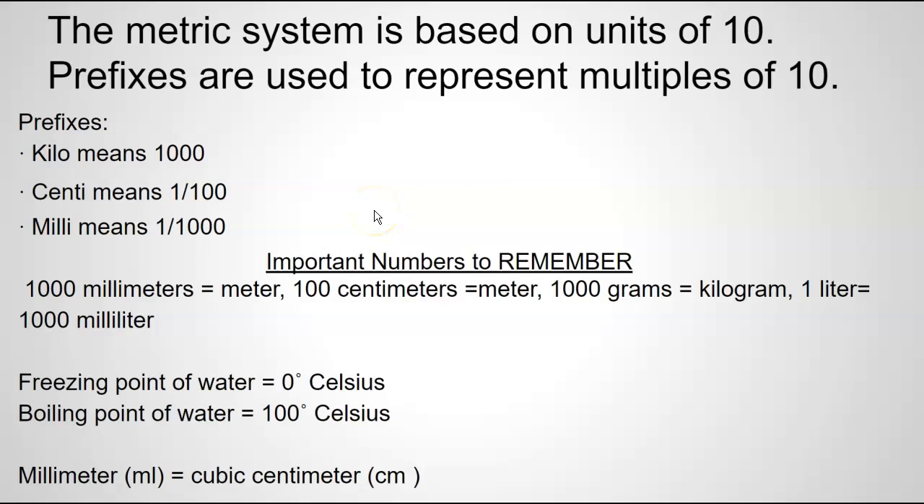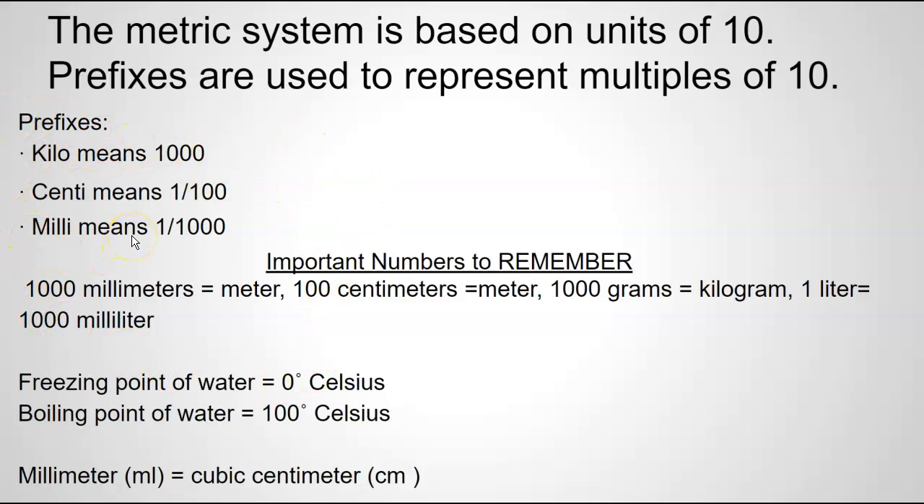Here are some basic prefixes that I need you to know. Every prefix in the metric system is a unit of 10. That unit of 10 is either multiplying by 10 or dividing by 10. Kilo means taking the base number times 1,000. Centi is the base number divided by 100, and milli is the base number divided by 1,000. Those are by far the most important ones to remember because they're the most common.